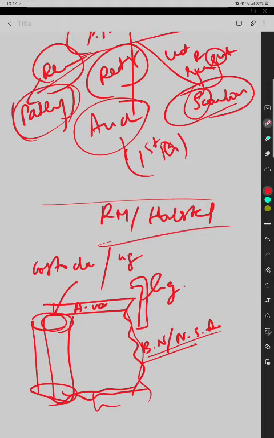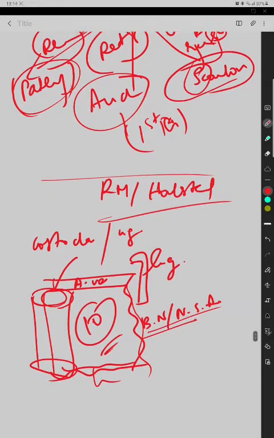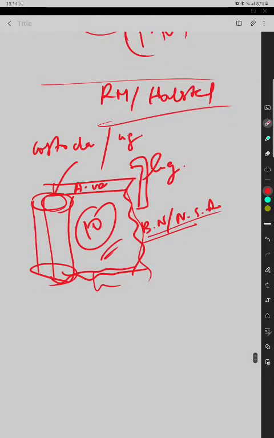Okay, so here we are going to remove this whole thing, and a minimum of 10 lymph nodes has to be removed in this section. But nowadays it is not done, so it will not be done.